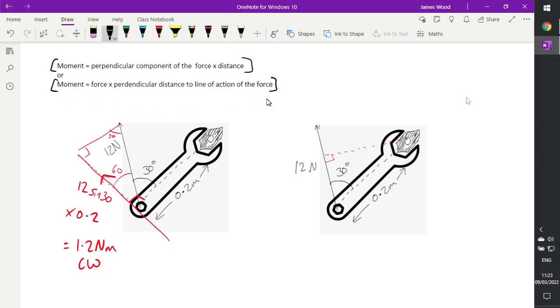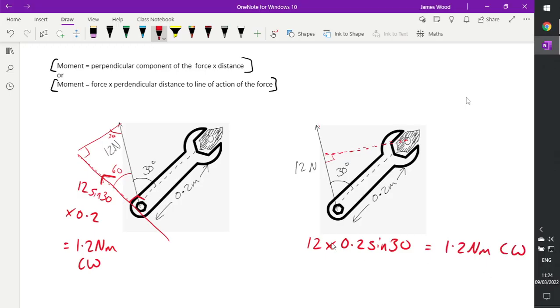So the moment is the force times the perpendicular distance to the line of action of the force. So it's still exactly the same situation, but this time I'm going to leave my force as it is. So I'm going to say the moment is 12 times, now I'm going to resolve the distance instead. So I've got to resolve the distance so that it's perpendicular. So I want this red component here, because this 0.2 is the hypotenuse. This side here, you can see it's opposite the 30, so that's going to be 0.2 sine 30. And we still get 1.2 Newton meters clockwise.